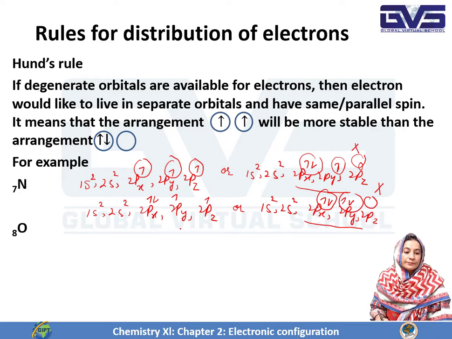Hopefully it is clear. Similarly, like neon, 10, it will be 1s2, 2s2, 2p6, because 6, 7, 8, 9, 10, this is already a complete electronic configuration.